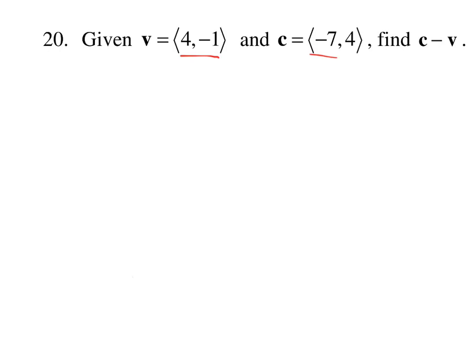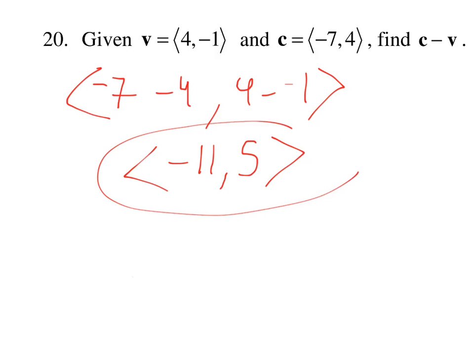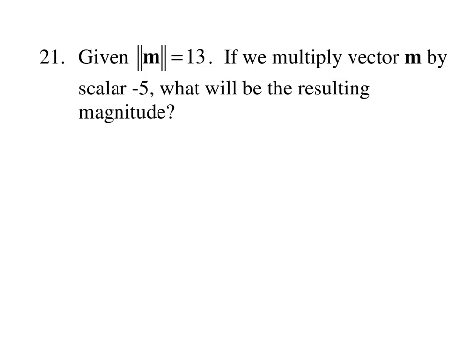And that brings us to 20. We have these two vectors here. We need to subtract them. So order matters on this. Make sure you do C minus V. And that's going to be negative 7 minus 4, comma, 4 minus negative 1. So anyway, that gives us that. Negative 7 minus 4 is negative 11. 4 minus negative 1, same thing as 4 plus 1, which is 5. And we have negative 11, 5.